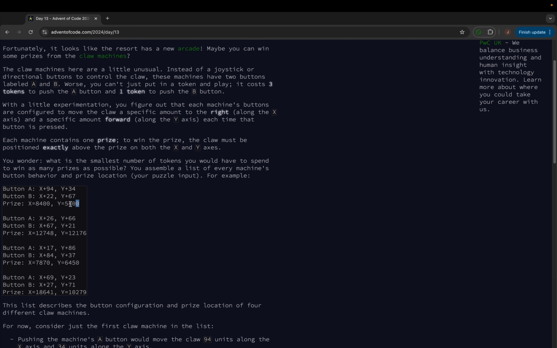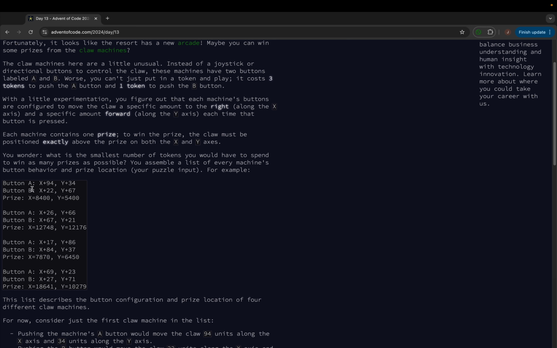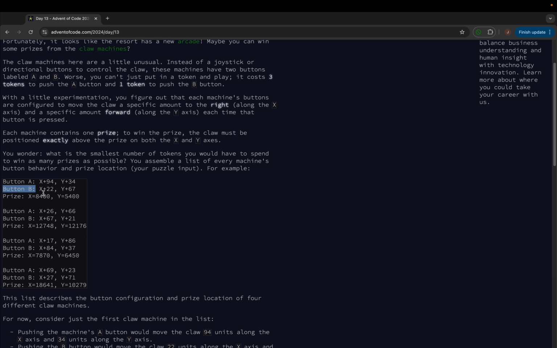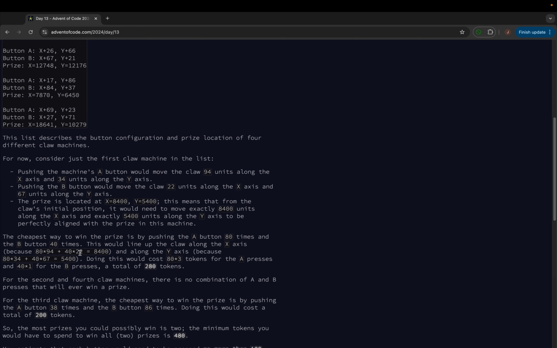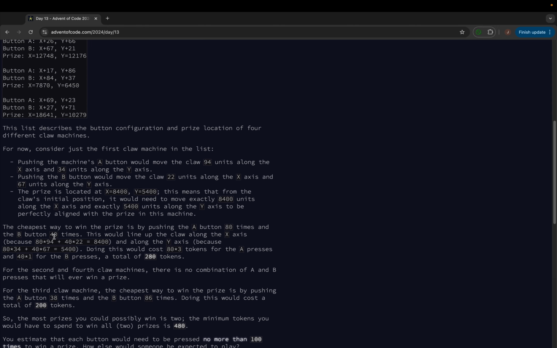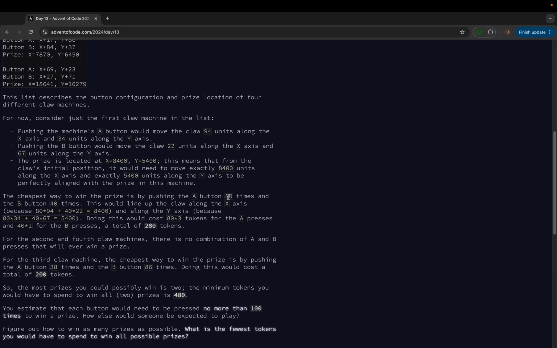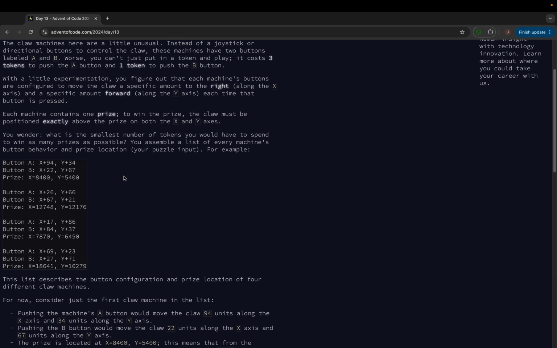And what we want to do is, for each of these, figure out which ones are possible. And then there's a cost function that we need to do. So the cost is 3 times the amount of A presses plus 1 times the amount of B presses. They describe that. I think it's around here. And so they give an example here. For this first one, you can do it in 80 A presses and 40 B presses. So that would be 80 times 3 and then 40 times 1 for a total of 280 tokens or points. And then the task is to sum up all the points.